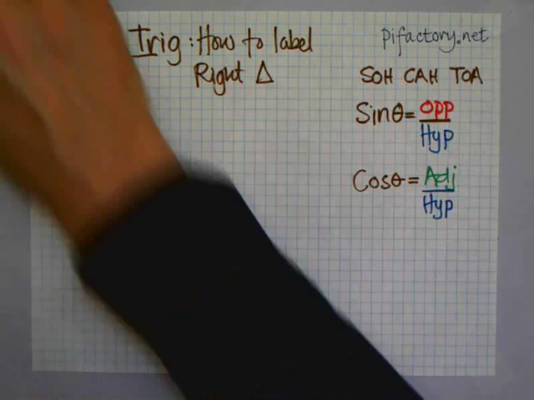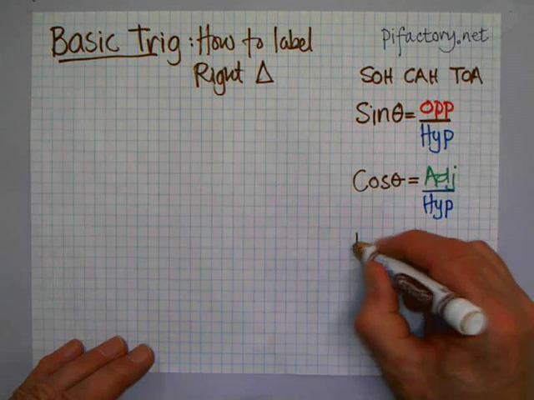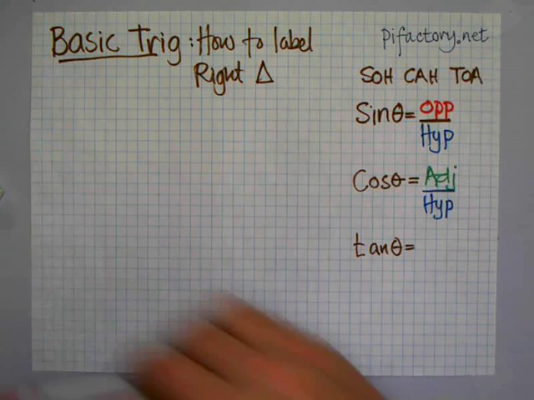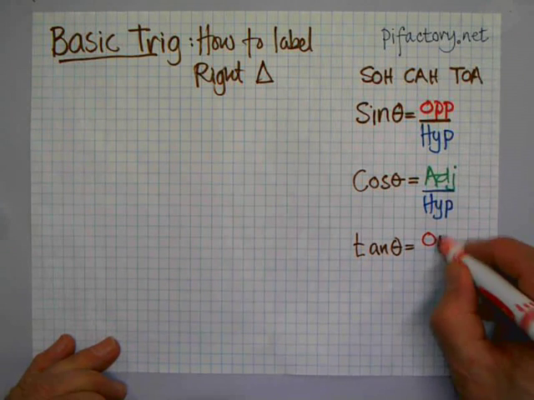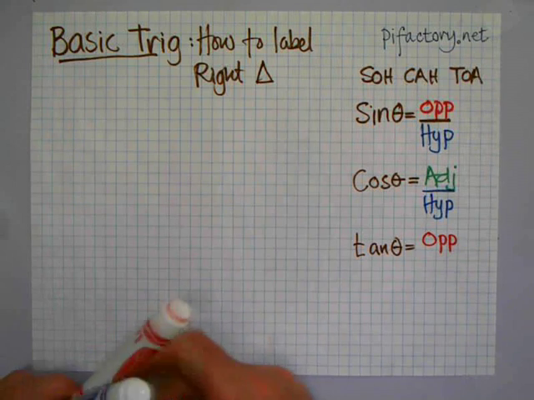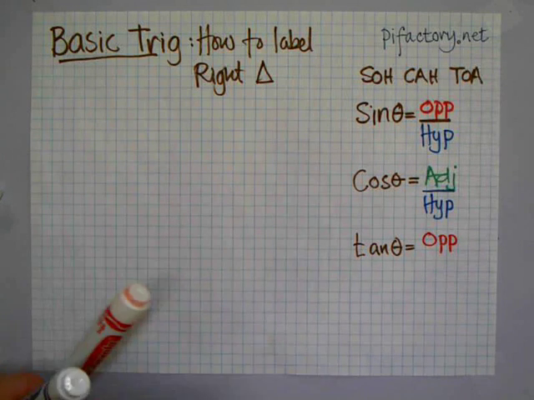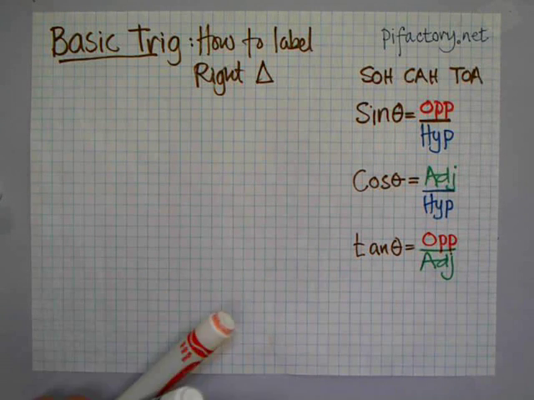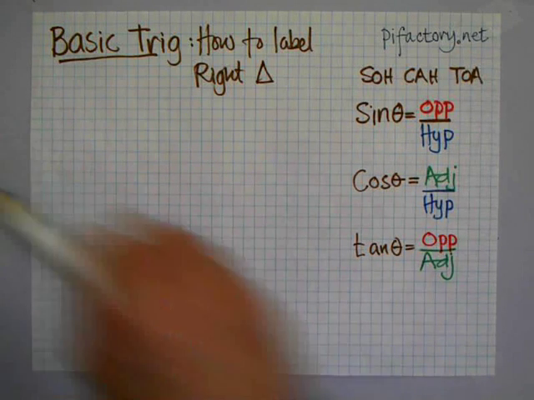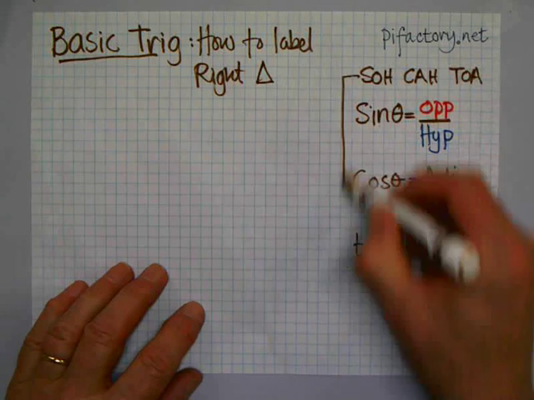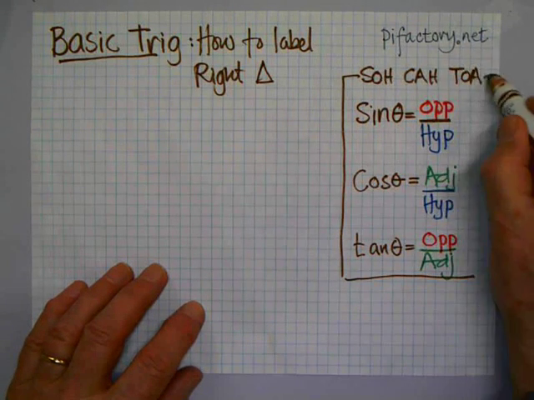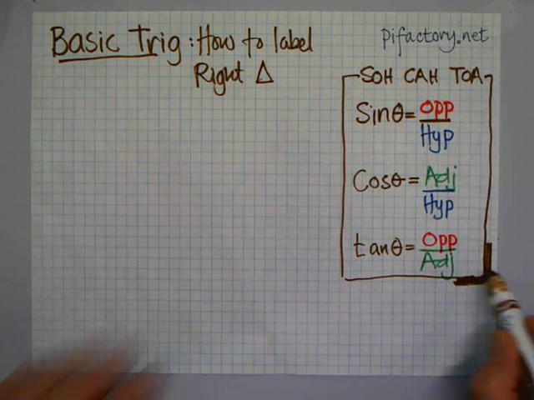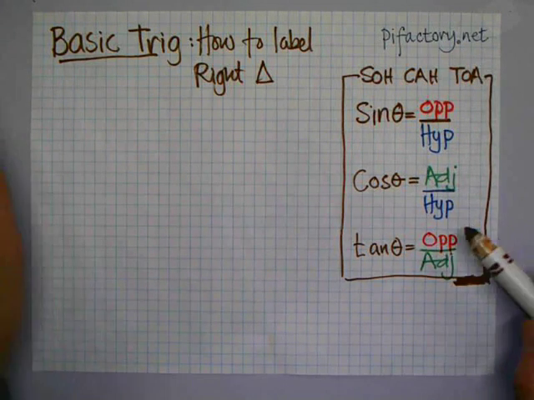And the last one is going to be tan theta. And this is going to be the opposite side over the adjacent side. So these are the trig ratios, and they're all based on these ideas of opposite sides, adjacent sides, and hypotenuse.